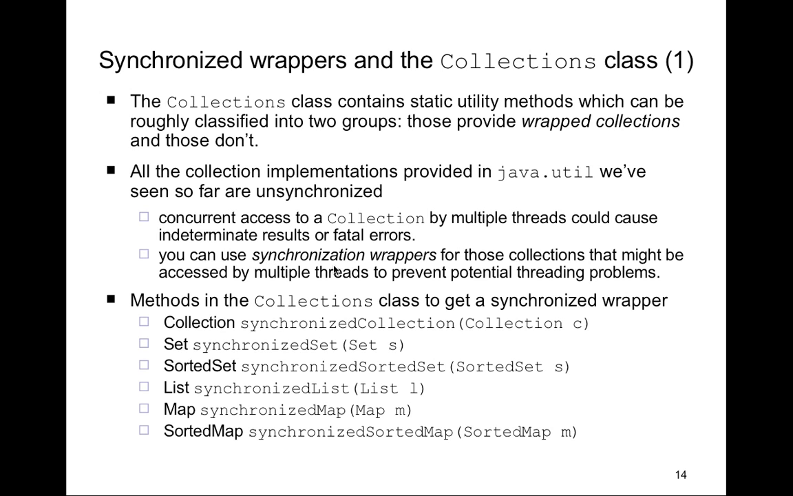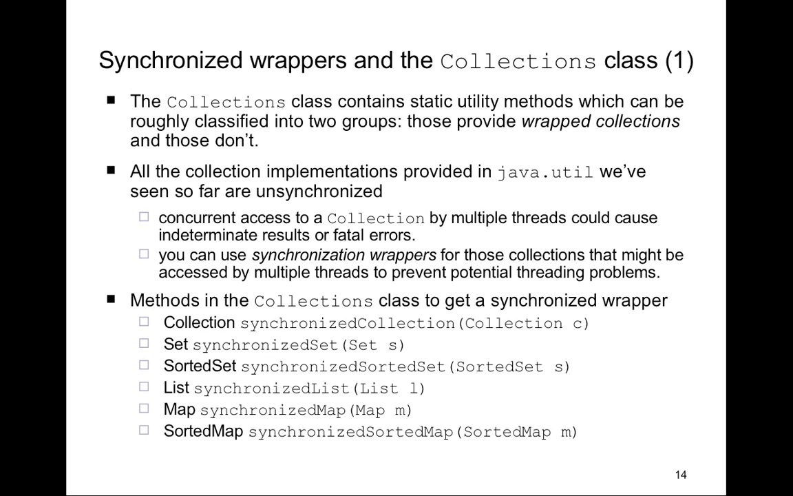Okay, so you can use a synchronization wrapper for those collections that might be accessed by multiple threads to prevent potential threading problems. What is the wrapper? The wrapper is the traffic guard who's gone out there and has taken the whole thing, synchronized it by wrapping it up, labeling it something, and keeping track of it. That's what all that means, essentially.